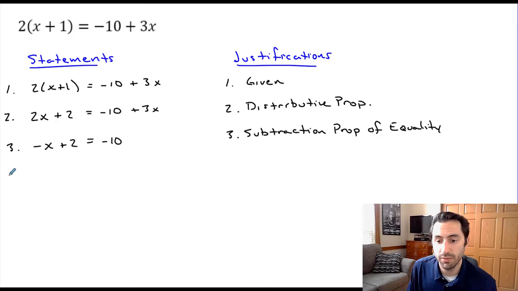Let's keep going, keep solving. I need to isolate my variable term, so we need to move the plus 2. If I subtract 2 from the left-hand side, 2 minus 2 gives me 0. On the right-hand side, negative 10 minus 2, we get negative 12. And here, our justification: how did I go from step 3 to step 4? This is the subtraction property again.